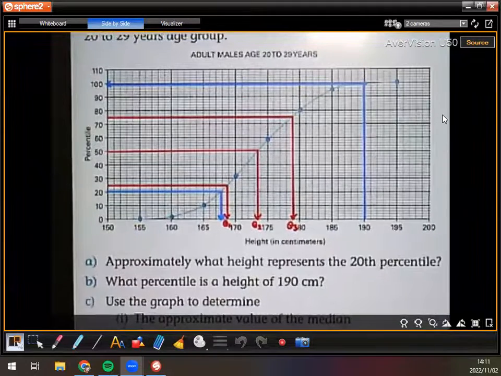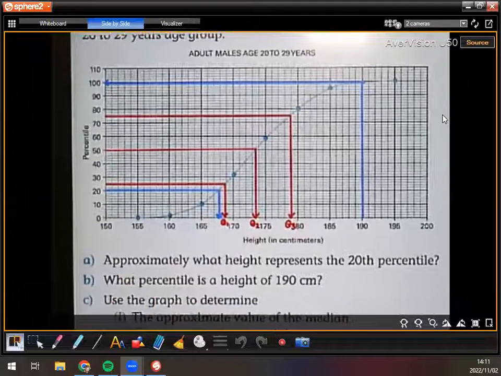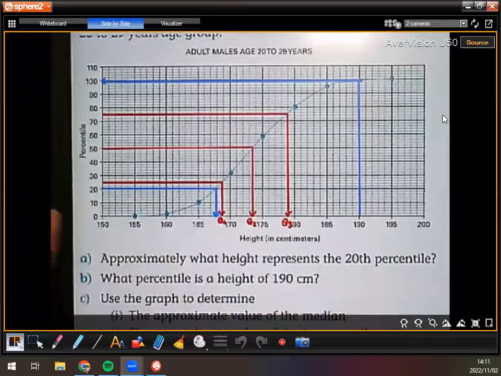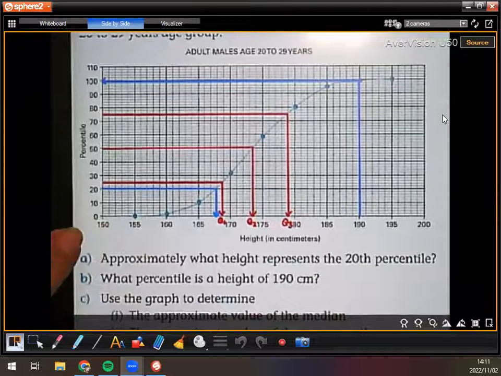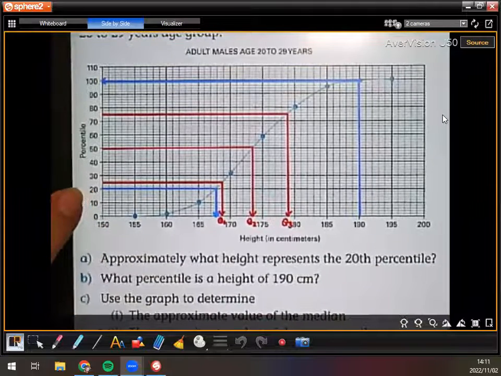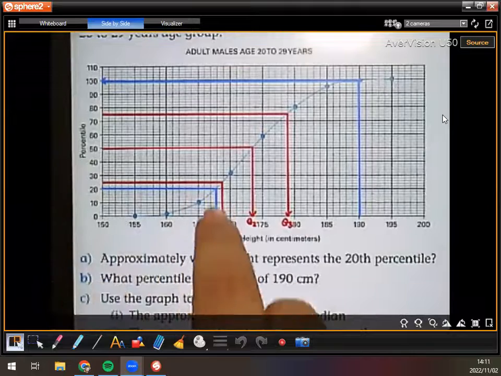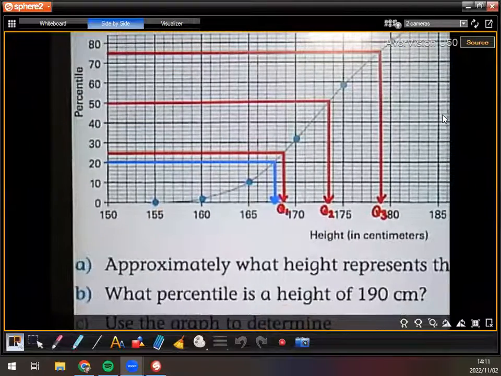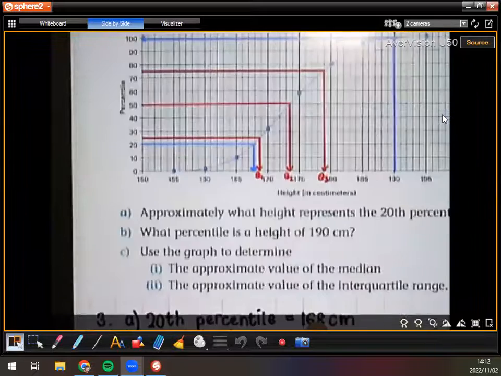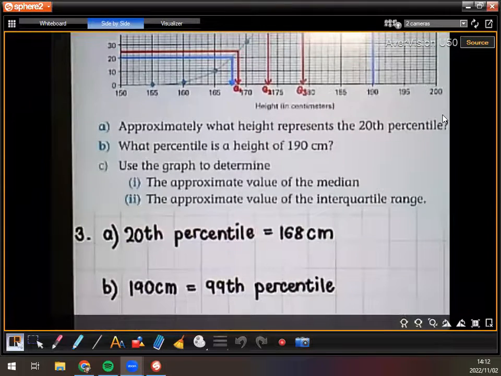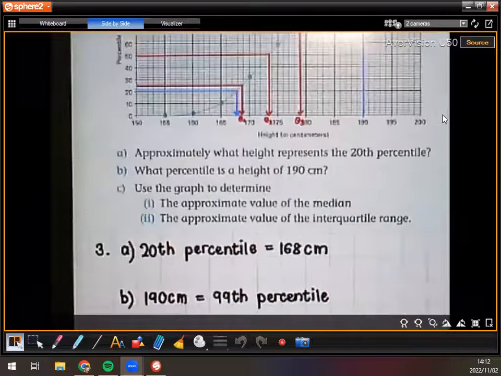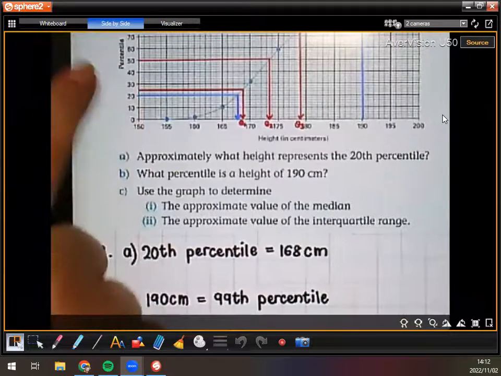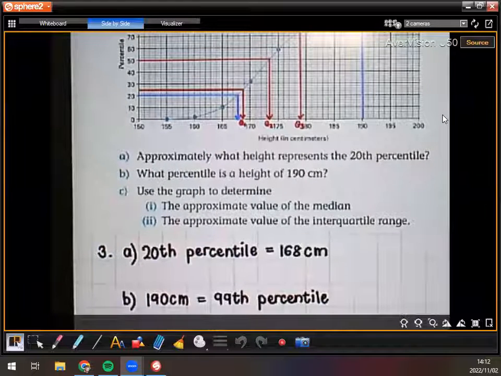So they want us to say approximately what height represents the 20th percentile. So that makes sense if we then go to 20 on the percentile axis. Right? Draw a line to your ogive, draw it going down, and you can zoom in there. I think that is 168. All right, so that's what I say for the 20th percentile, 168 centimeters. All right, so go to 20, 20th percentile, and then down.